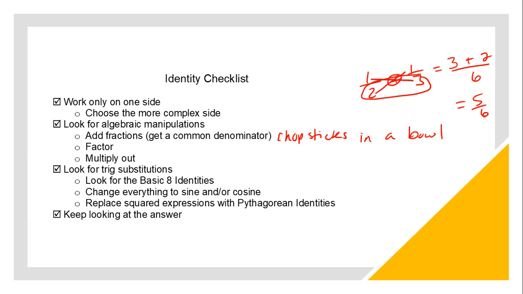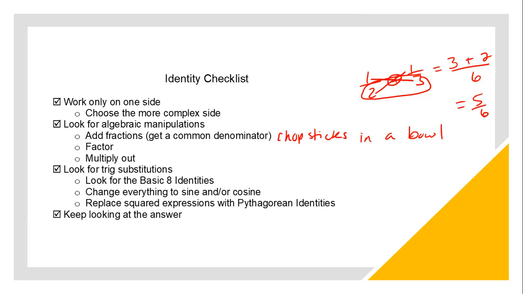After you check for those things, you want to look for trig substitutions. So thinking of your basic 8 identities, change everything. So using your ratio, your reciprocal rules, Pythagoreans, and then change everything to sine and cosine if possible, or if necessary. Okay, you want to replace your squared expressions with Pythagorean identities.